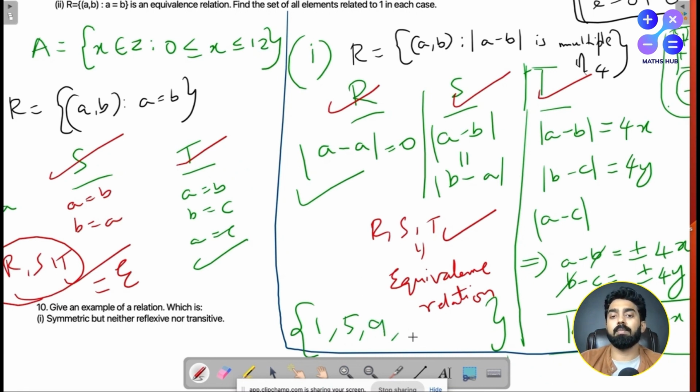So it'll be in multiples of 4. So it'll be 1 plus 4 plus 4 plus 4 and so on, right? So 13 and 17 and so on. That's how the numbers will go for the first set.